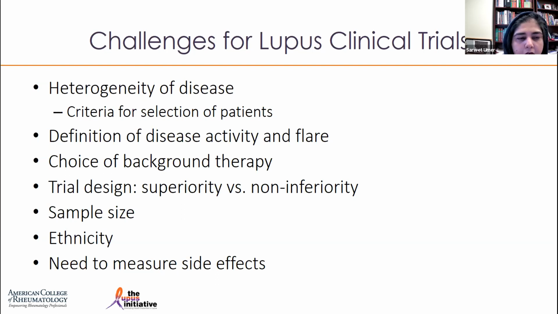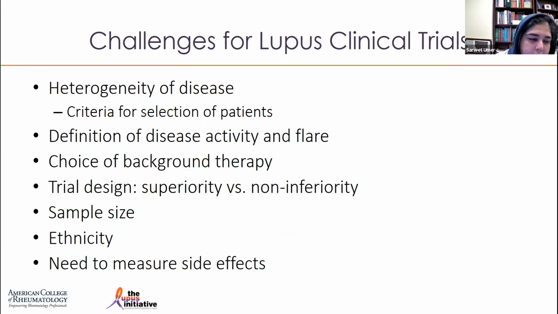There is also a little bit of a concern about how much is disease activity, damage, and flare. We also need to see what is the choice of background therapy. When we are using a new medicine on lupus patients, we need to see how much steroid we can give, because it may be the steroid which was making the difference. And remember, we're trying to get away from giving them high dose steroid. Trial design: how do we make the best trial to help us? Are we looking for a superior drug or non-inferior trials? Sample size: how many patients we enroll so we can see the better outcome and efficacy of the drug.